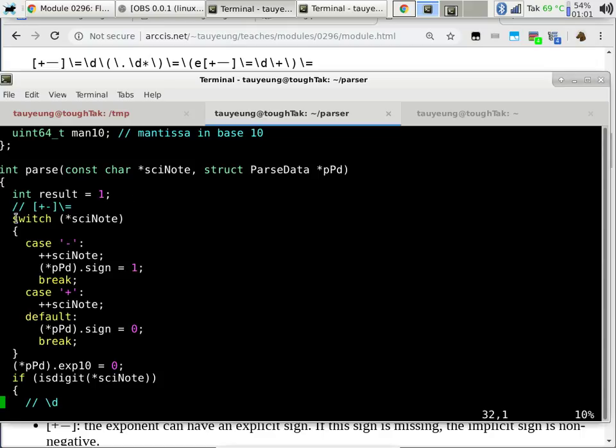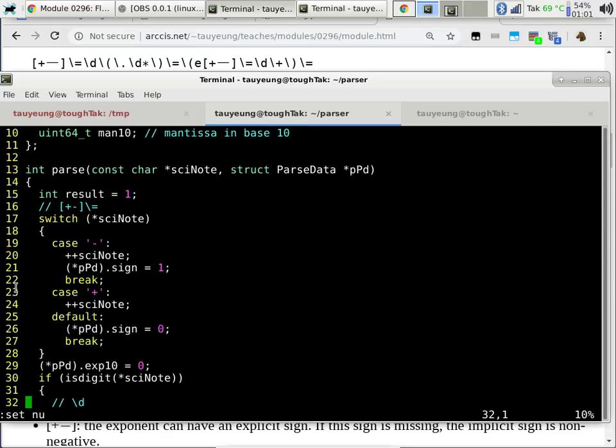So the way I do it is over here. Let me turn on line numbers in the editor so this way I can refer to the range of line numbers. So when you look at line 17 all the way to line 28, okay, that's processing the optional sign for the entire number itself. So how is it done?